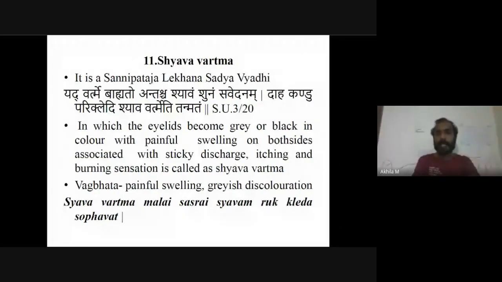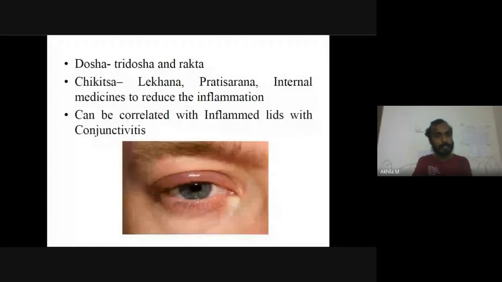Eyelids become gray or blackish in color. Painful swelling will be there, Kledatum will be there, pain will be there. This type of Shobha is called Shama Varma. So Acharya described it like that: Tridosha and Rakta are causing the disease.